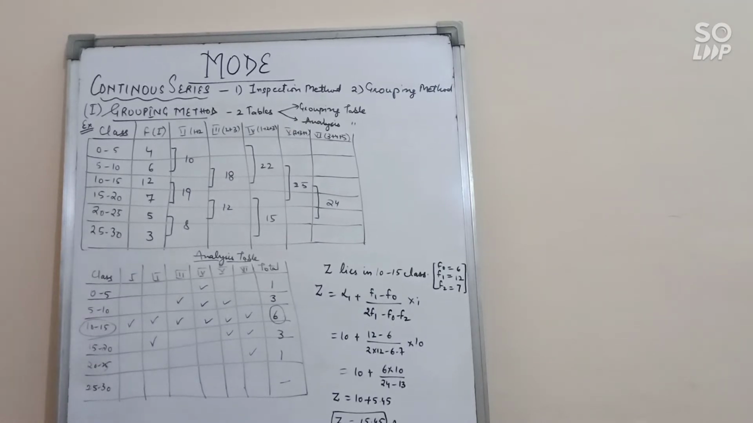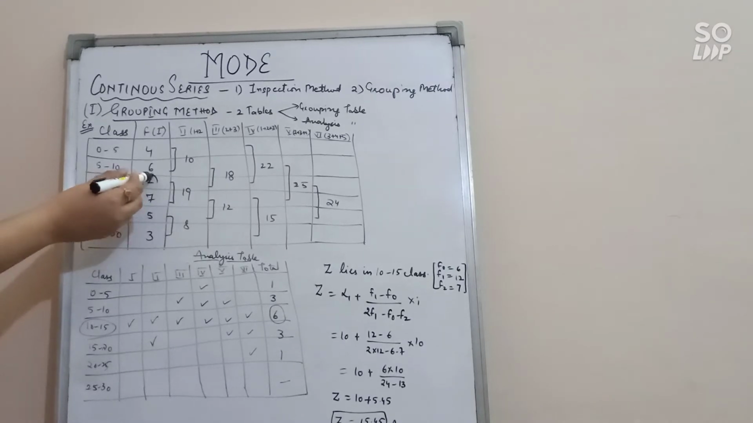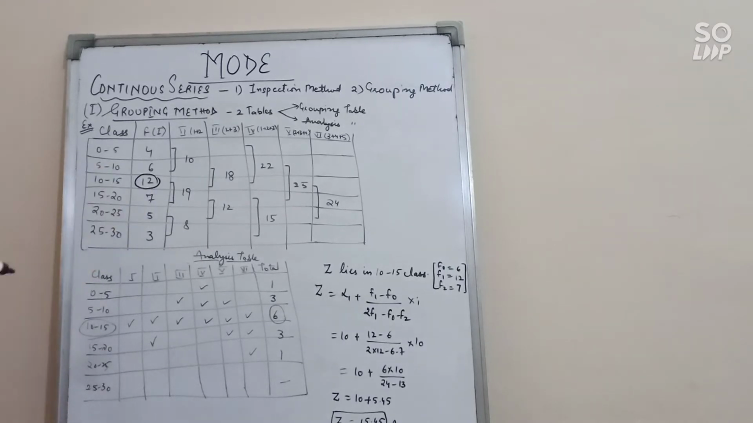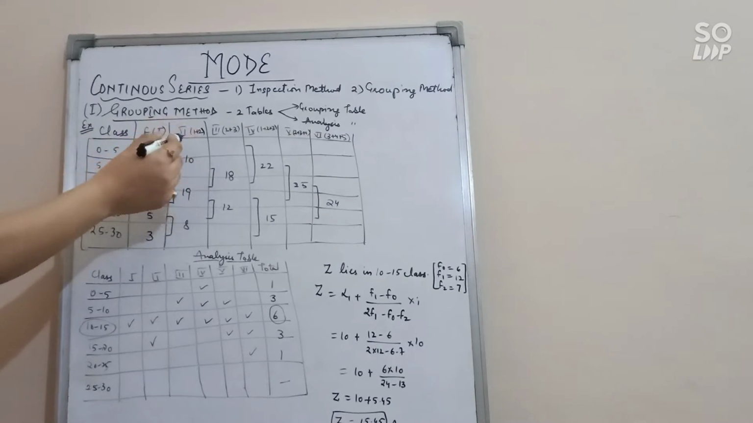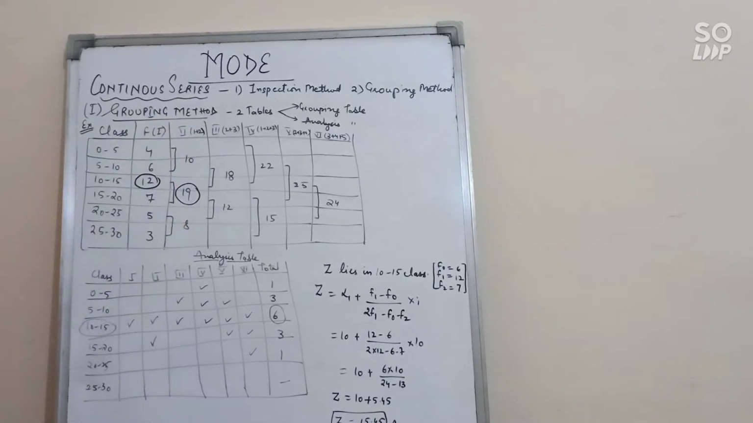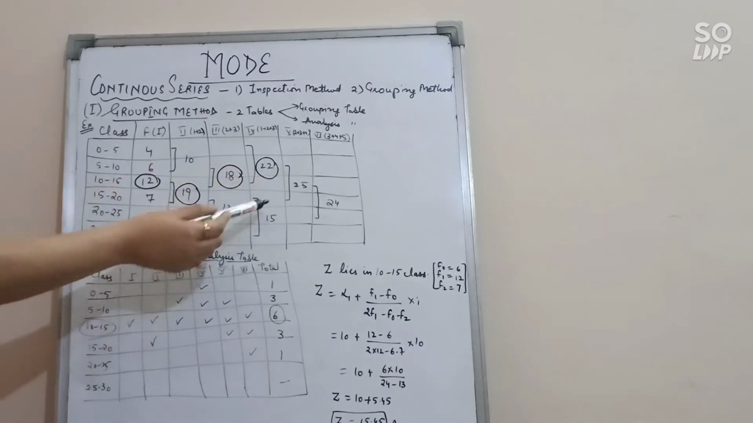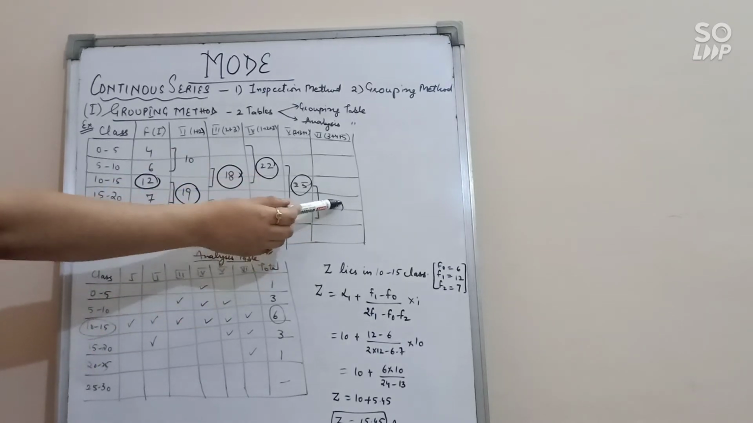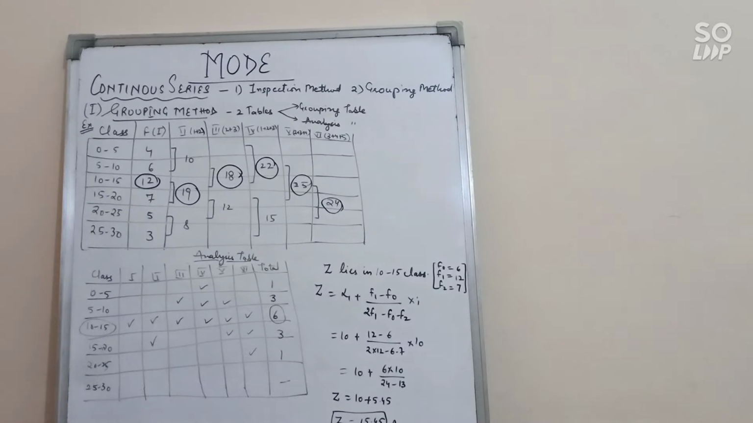So we have 6 columns. Let's see. In the first column the highest value is 12. You will circle the highest value from each column. In the second column the highest value is 19. In the third column 18. In the fourth column 22. In the fifth column 25. And in the sixth column 24. Clear? After selecting the highest value from each column, we will make the analysis table.